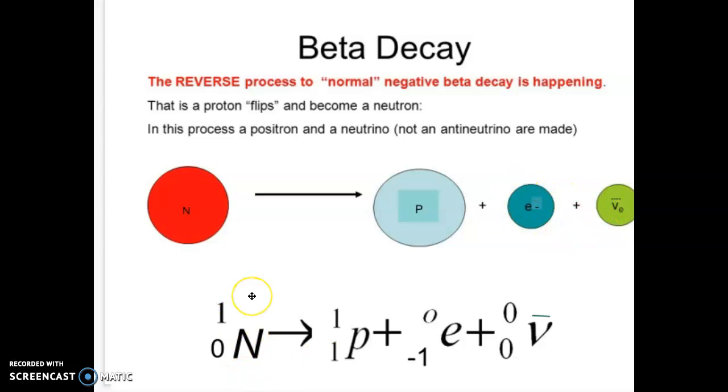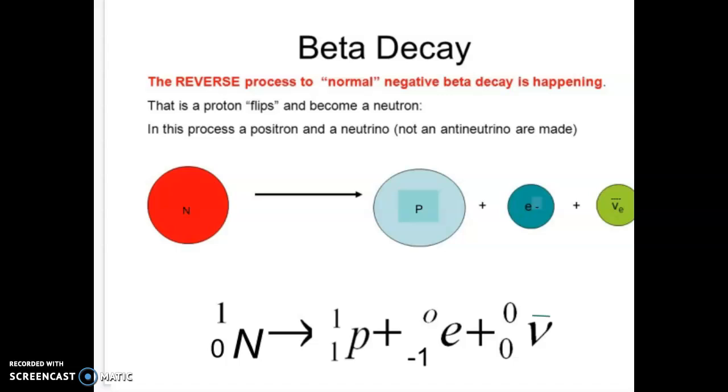And we can represent this as another equation, right? We have our neutron, which is nucleon number 1 and 0, becomes a proton, which we represent with the following notation, 1 and 1, gives off 0, -1, and then an antineutrino, which is 0, 0. As you can see, this balances out. Okay, so this is a nuclear equation to represent what's going on inside the nucleus.